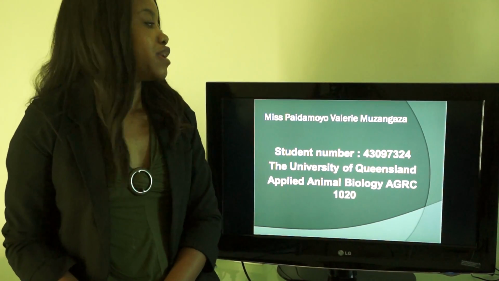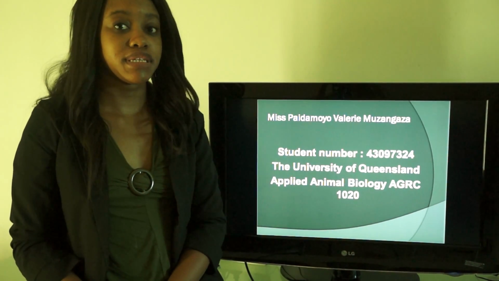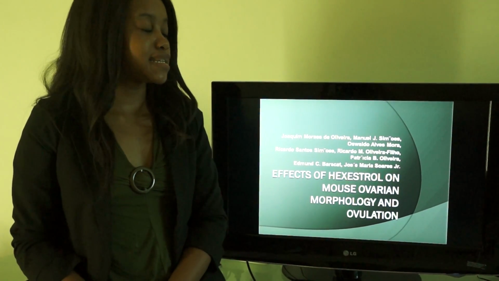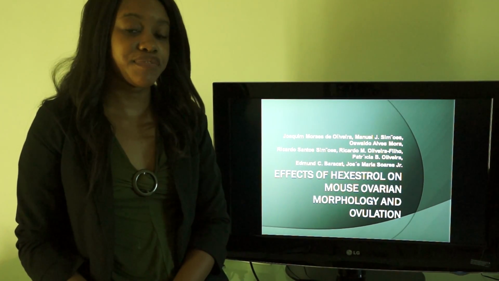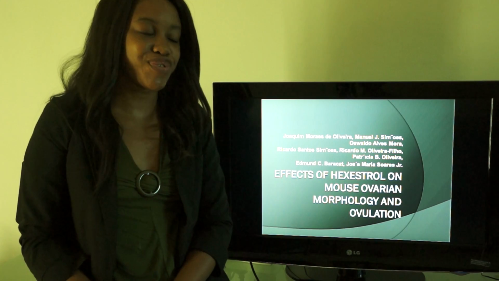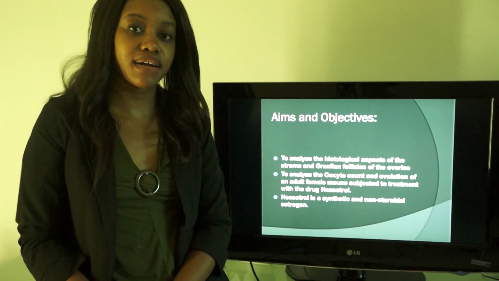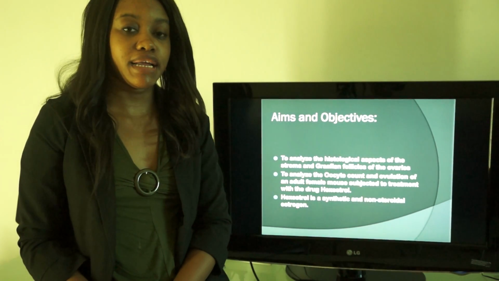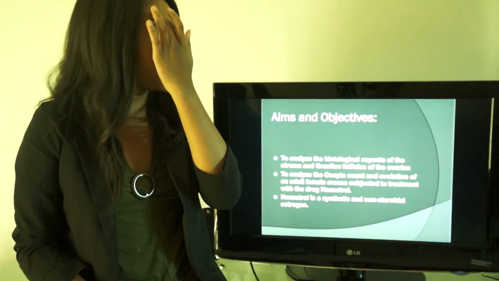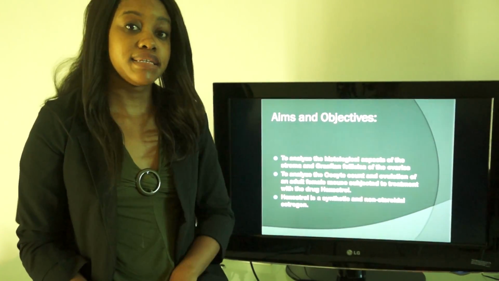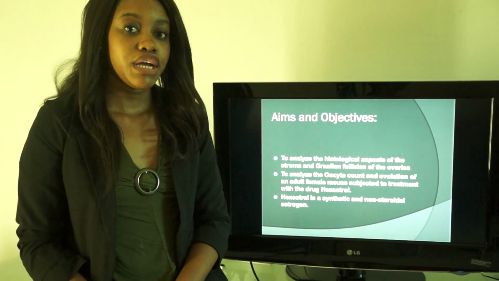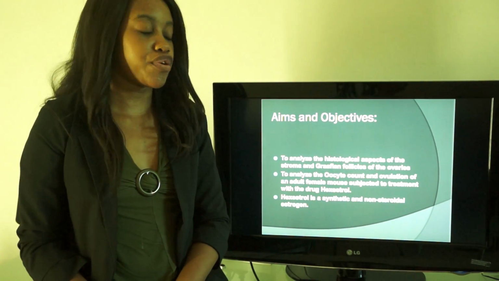The effects of anabolic drugs on mammalian animals is an interesting field of study. In this case, it was an experiment conducted to find out the effects of Hexestrol on ovarian morphology, grafting follicles, oocyte count, and the ovulation cycle in mice subjected to treatment with Hexestrol. Hexestrol is a non-steroidal synthetic estrogen usually used in cattle for weight gain and growth.